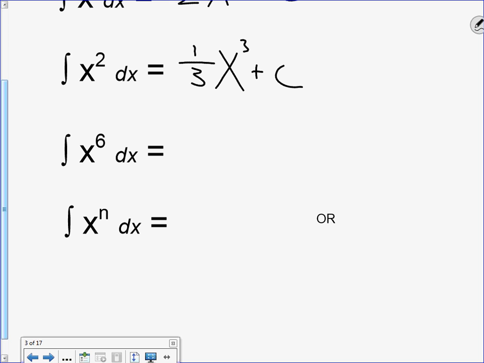Would you say again? 1/6 x to the 6th? All right, now let's see if that works. If you take the derivative of that, you get x to the 6th. Okay, so let's fix it up a little bit. 1/7 x to the 7th. Now that is the antiderivative, because when you take the derivative of 1/7 x to the 7th plus any constant, you get x to the 6th.